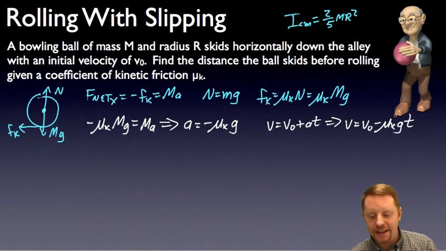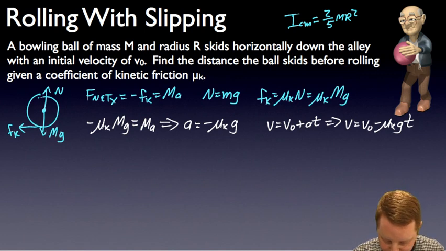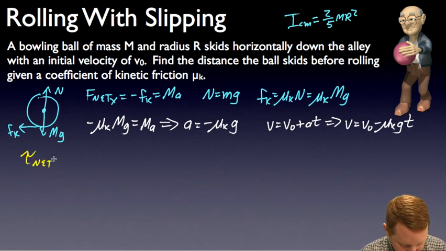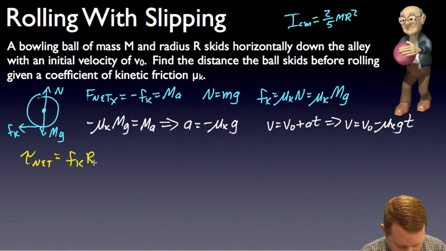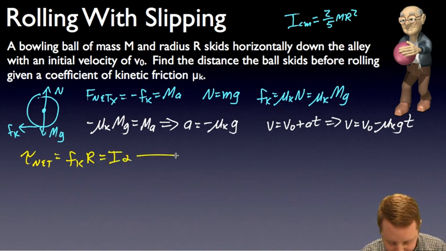Okay, now let's take a different path. We've got our linear velocity. Let's see what we can do with the torque in this problem now. So I'm going to come back to the net torque equation. Our net torque here is going to be equal to the force of friction, Fk, times the radius, r. So force of kinetic friction times r must equal I alpha.